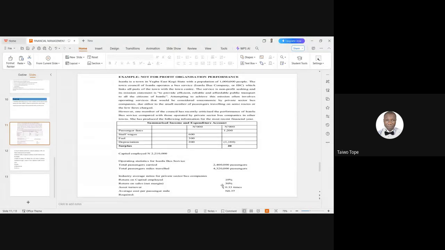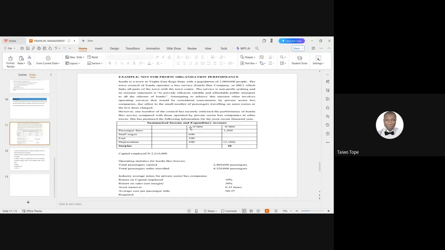And now that of Isanlu bus company. Sorry, I have to switch to another laptop. I don't have light here. This will soon go off. So let me switch. So what they want us to do is to compute the ratios of Isanlu bus company and compare with the private sector bus company. So that is what they want us to do.